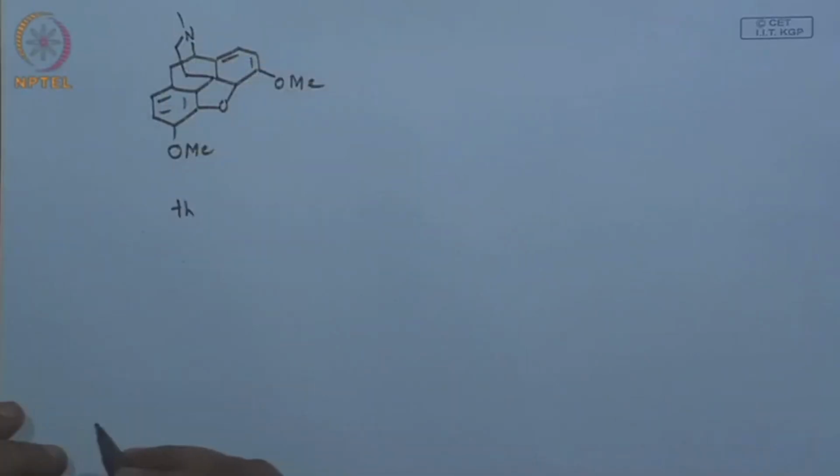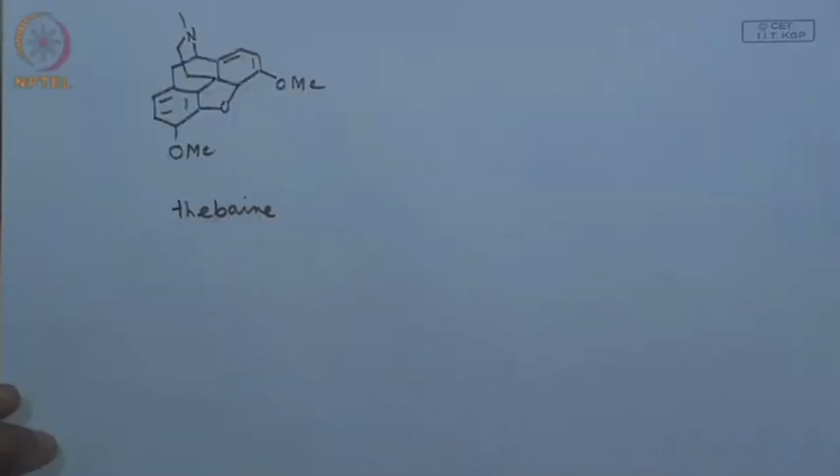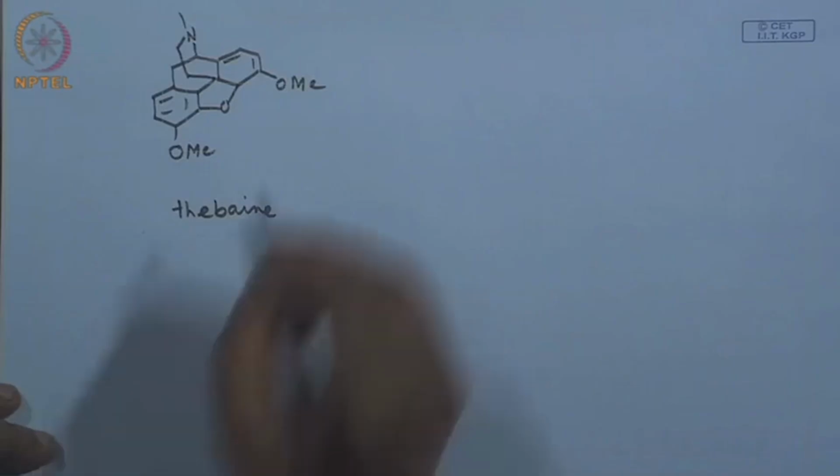No, strychnine is indole. This is morphine. Morphine can be viewed as a phenanthrene, and it can be viewed as an isoquinoline. See, benzene, then this ring is isoquinoline. Actually, morphine biosynthetically is produced from brucine, also an indole alkaloid. This is thebaine, this is thebaine.